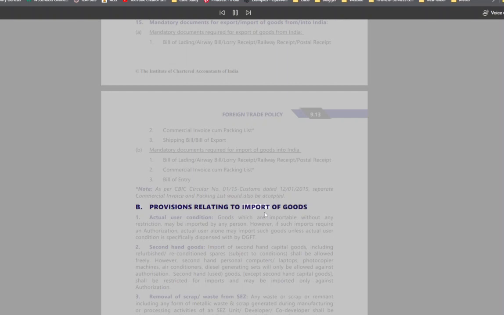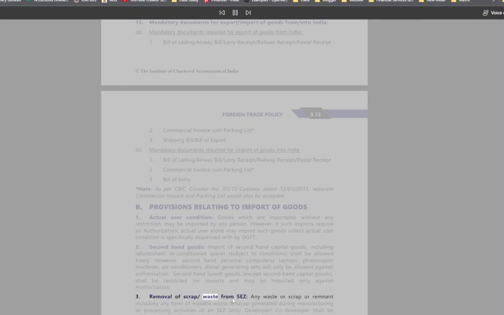B. Provisions relating to import of goods. 1. Actual user condition. Goods which are importable without any restriction may be imported by any person. However, if such imports require an authorization, the actual user alone may import such goods unless the actual user condition is specifically dispensed with by DGFT. 2. Second-hand goods. Import of second-hand capital goods, including refurbished/reconditioned spares, subject to conditions, shall be allowed freely. However, second-hand personal computers/laptops, photocopier machines, air conditioners, and diesel generating sets will only be allowed against authorization. Second-hand used goods, except second-hand capital goods, shall be restricted for imports and may be imported only against authorization.